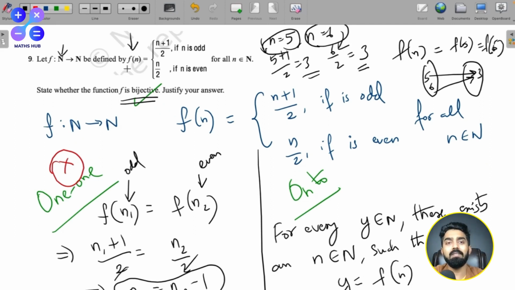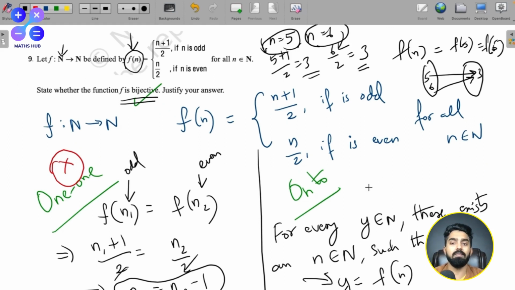Can you get every value of N from this function by using these two terms? So basically you need to have every multiple of 2, right? You will get every multiple of 2 possible. So n by 2, if n is 2, you will get 1. If n is 3, you will get 2. If n is 4, you will get 2. If n is 5, you will get 3. So you will be able to generate all possible natural numbers from this function. So for every y you will be able to find an n.